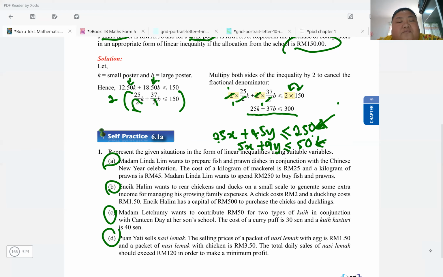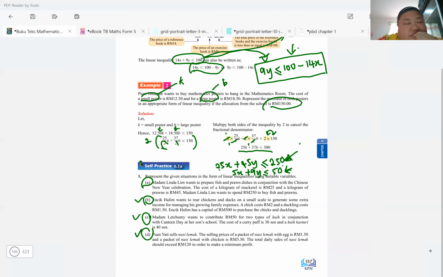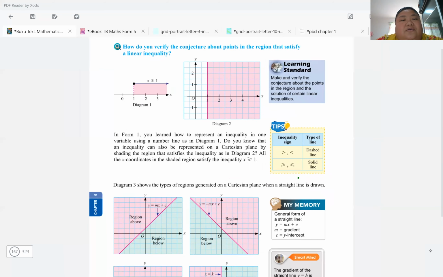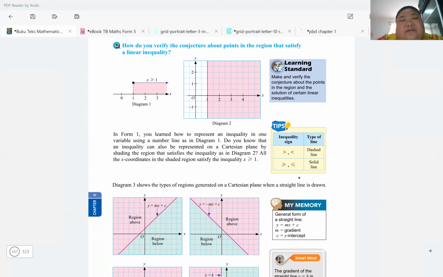For your homework later, you can do B, C, and D. If you have questions later, you can ask in our group. And then next will be, how do you verify the conjecture about points in the region that satisfies a linear inequality?